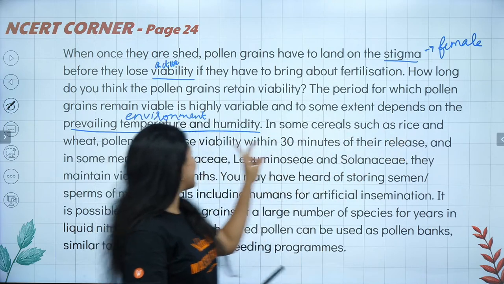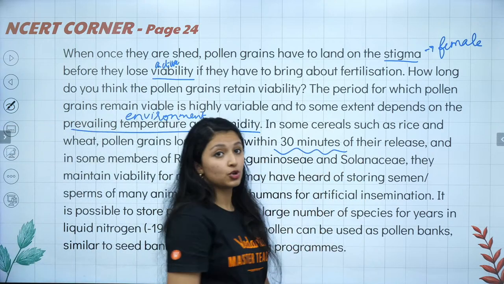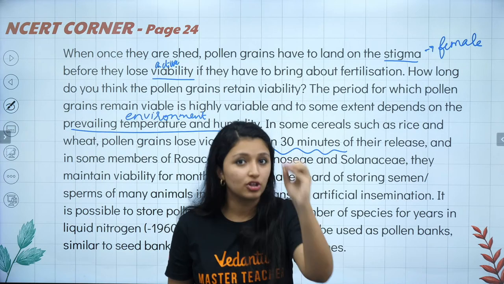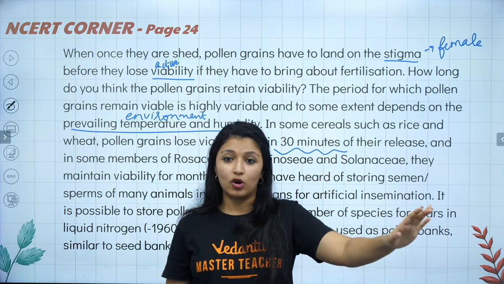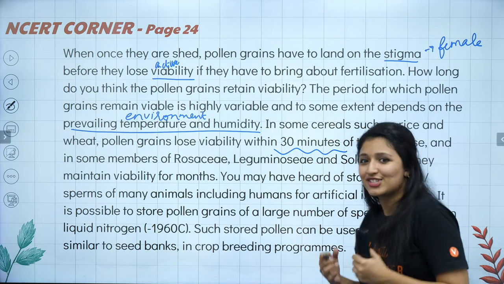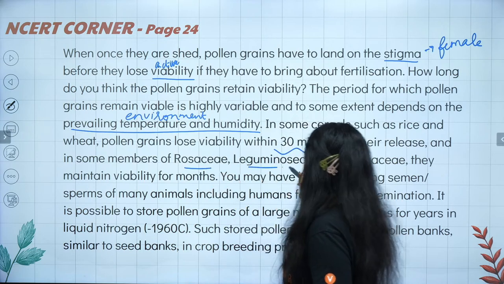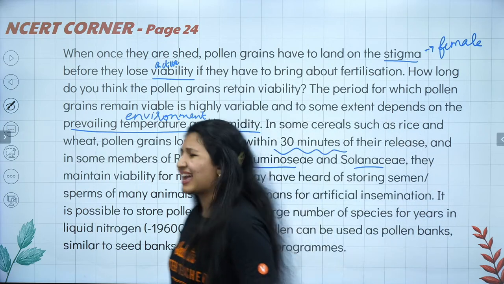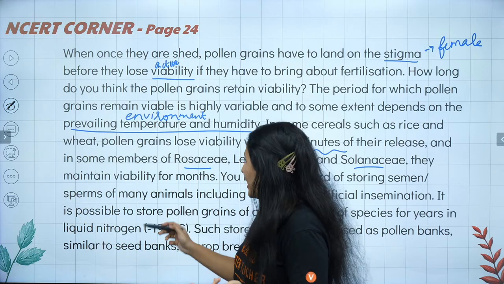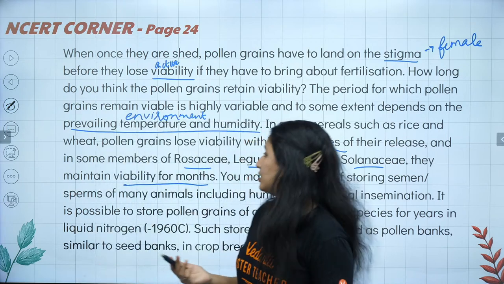In some cereals such as rice and wheat, they lose viability within 30 minutes. So 30 minutes. It's like Mission Impossible. Do or die. The pollen grains must land on the stigma. If they don't, done. So it's kind of problematic. It's a race always. Life is always a race. Some members of Rosaceae, Leguminosae, and Solanaceae have viability for months. They're like, we can chill around a little bit and then go again. So they maintain viability for a longer period of time.